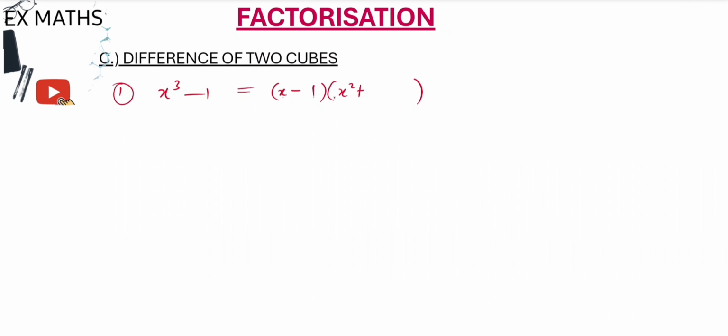Then you say x times 1, we get x. That's our middle term for the bigger bracket. Then we square the last term to get the last term of the bigger bracket. Minus 1 squared, we get plus 1. So this is our answer.